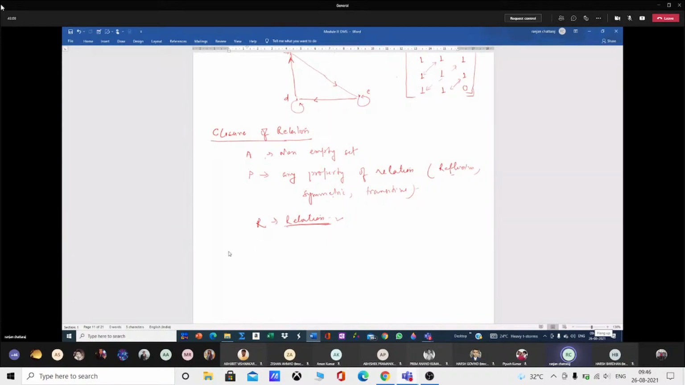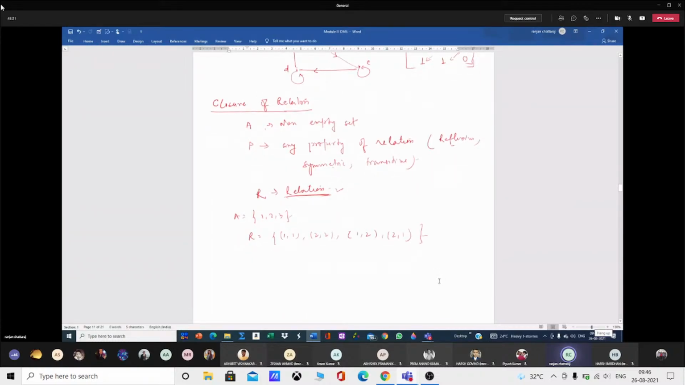Okay. Now suppose in a set A = {1, 2, 3}, R is defined like (1,1), (2,2), (1,2), (2,1), like this. Is it reflexive? Is it reflexive? Hello? Yes, sir. Is it reflexive? No, sir. 3 is not there.